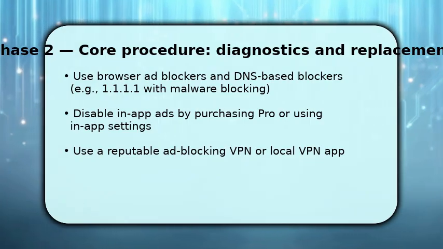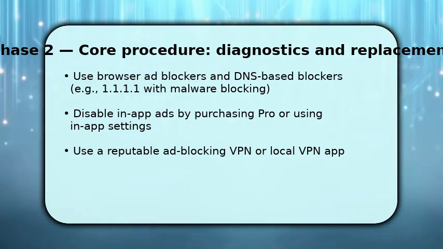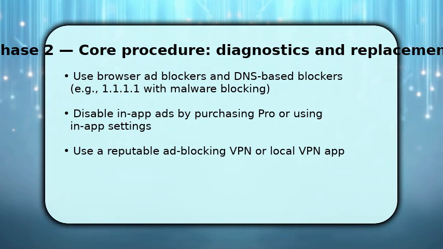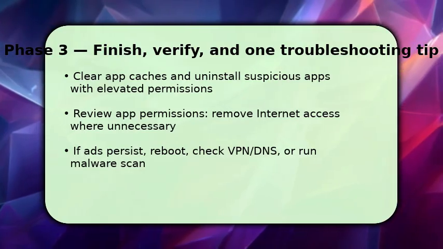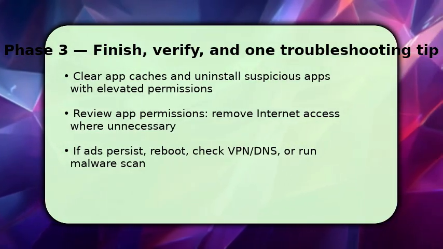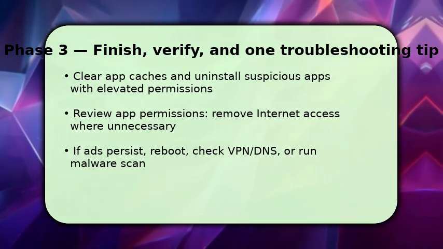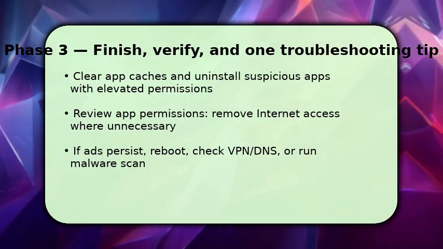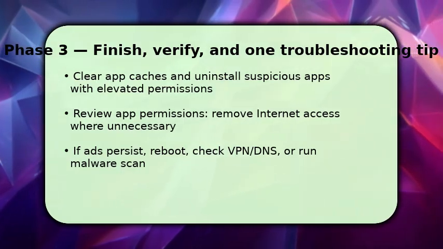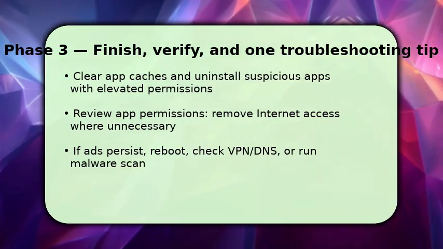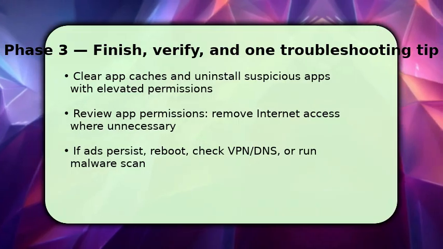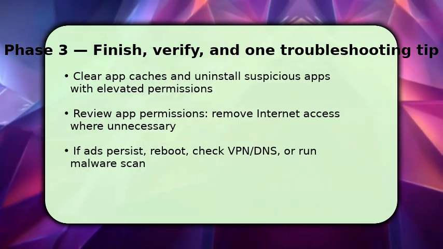Finish by removing residual ad sources. Clear caches, uninstall recently installed or suspicious apps, and revoke unnecessary permissions, especially background data and the ability to draw over other apps. Once done, reboot your phone to apply DNS or VPN rules and recheck affected apps. If ads persist, make sure your ad blocking VPN is active, verify DNS settings, and run a malware scan.